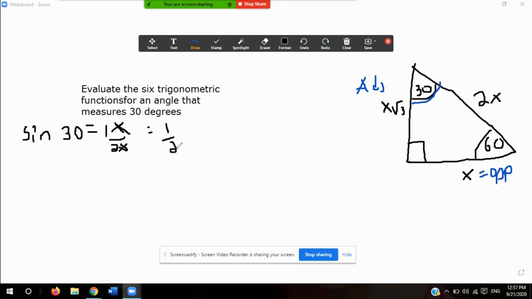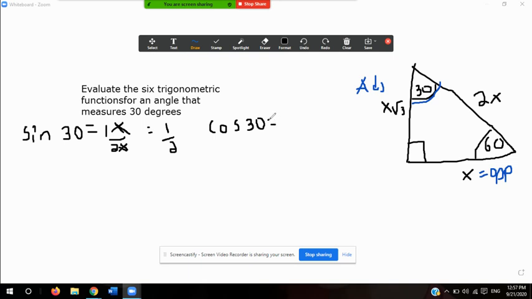Now, the good thing about the triangles like the 30, 60, 90 and the 45, 45, 90, the special right triangles, is that the measurements are not going to change. So the sine of 30 will always be 1/2, okay? It's not like when we work with other angles that are not special angles that we're going to see a little bit later on.